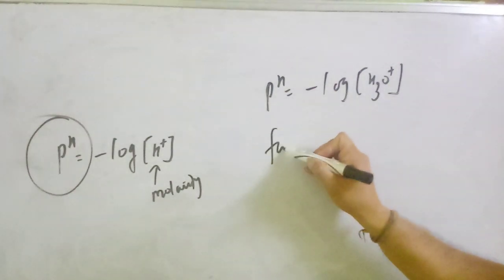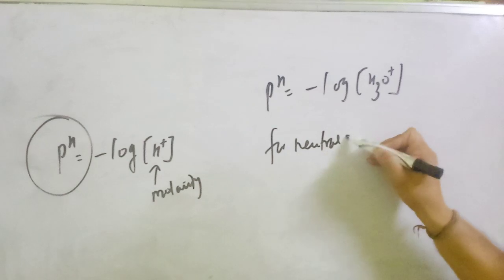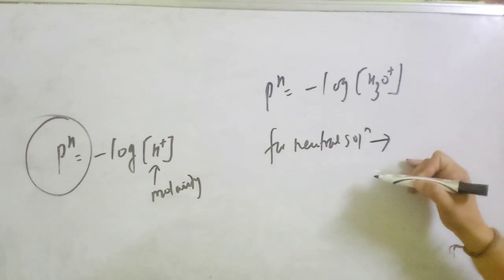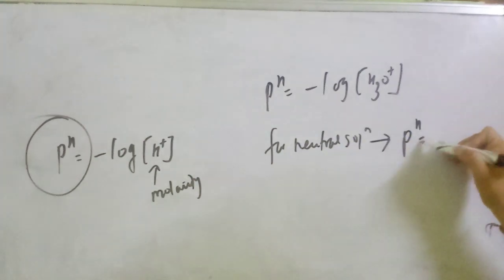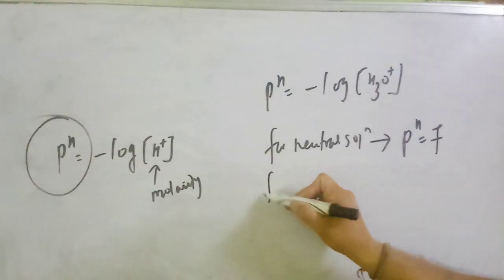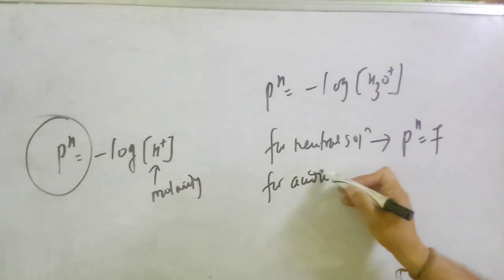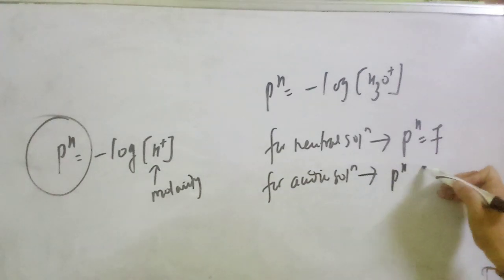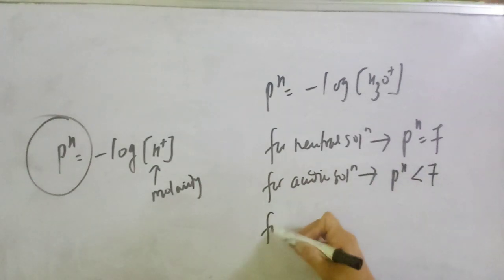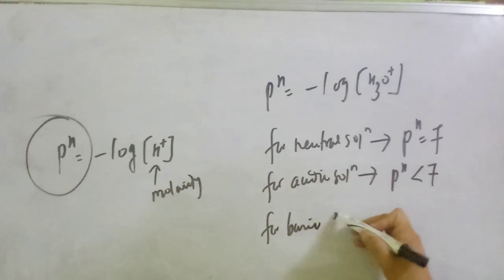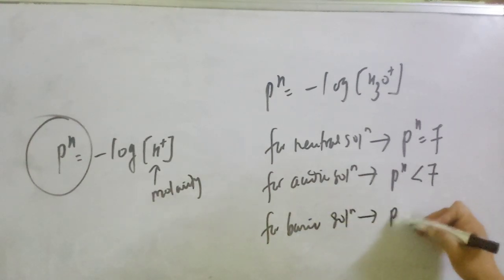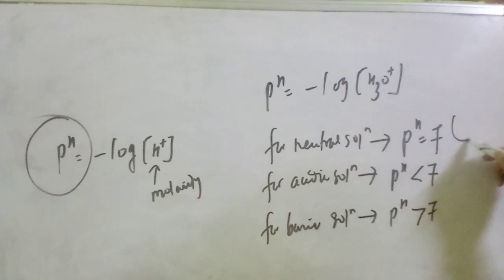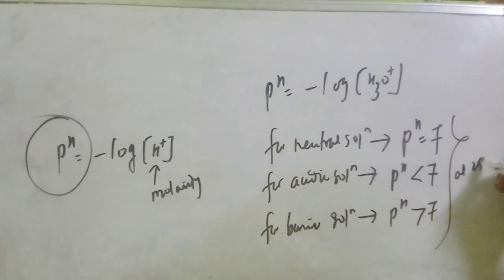For a neutral solution, pH is always 7, for an acidic solution, pH is always less than 7, and for a basic solution, pH is always greater than 7. But these are all at 25 degrees centigrade, and these are all mentioned at 25 degrees centigrade.